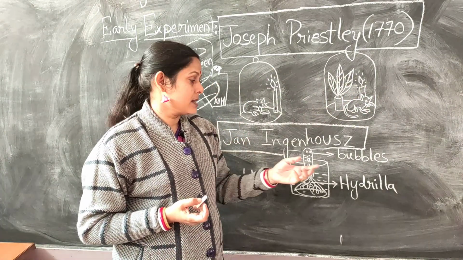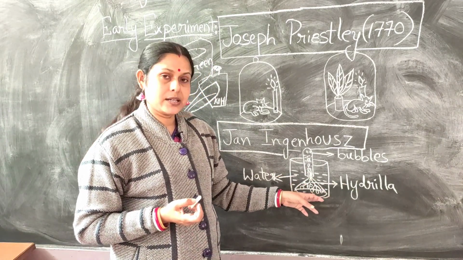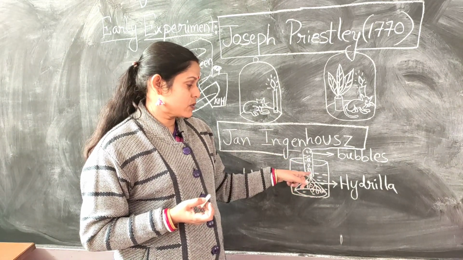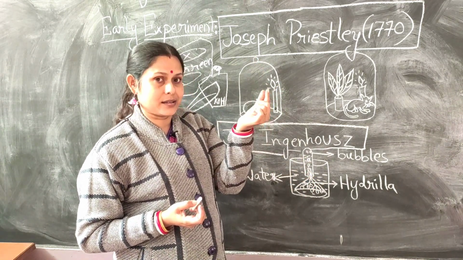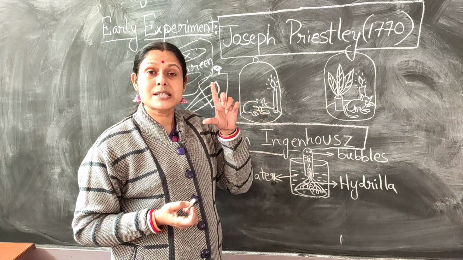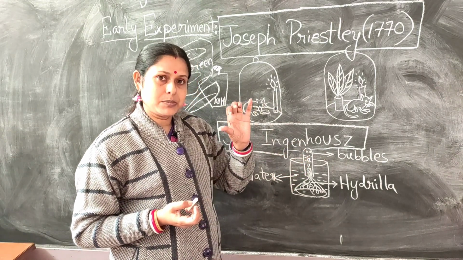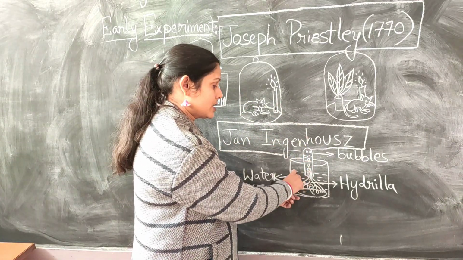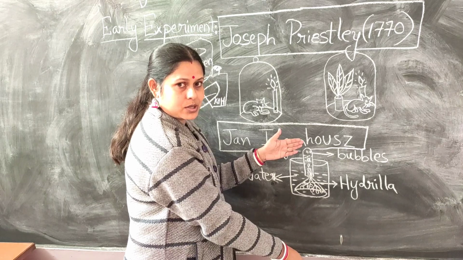He took some aquatic plants, the name of that aquatic plant is Hydrilla, and he took one inverted funnel. In that funnel he kept the aquatic plant upside down, with the stems facing towards the end of the funnel where the neck points out. Over it he put one inverted test tube filled completely up to the brim with water, and then slowly and gradually put it into the beaker containing water in such a manner that all the water present in the test tube does not come out all of a sudden.